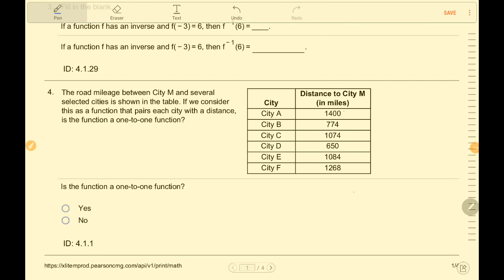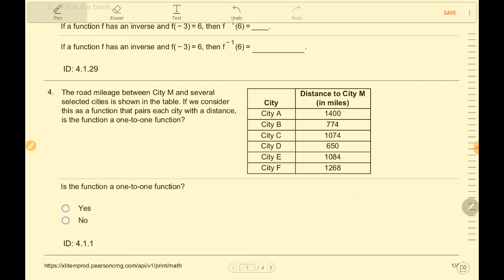Okay, now here is an example. The road mileage between city M and several selected cities is shown in the table. If we consider this as a function that pairs each city with a distance, is the function a one-to-one function? So this is another way of asking if an inverse function exists for this relation.